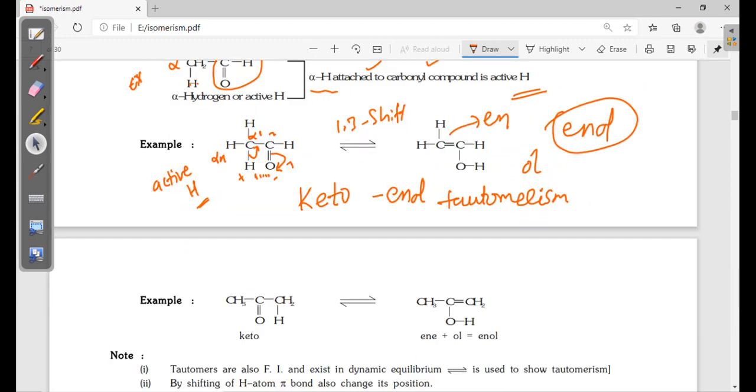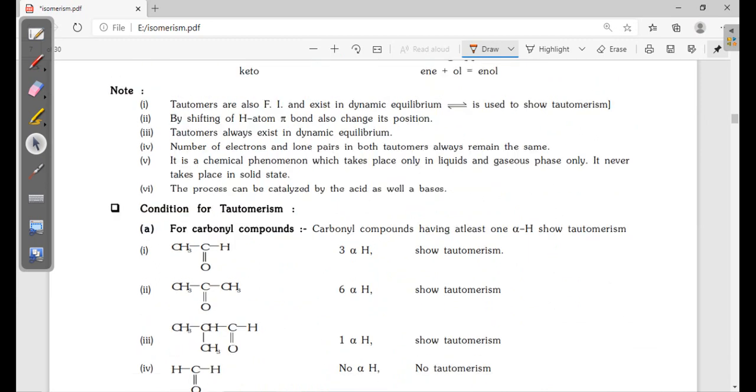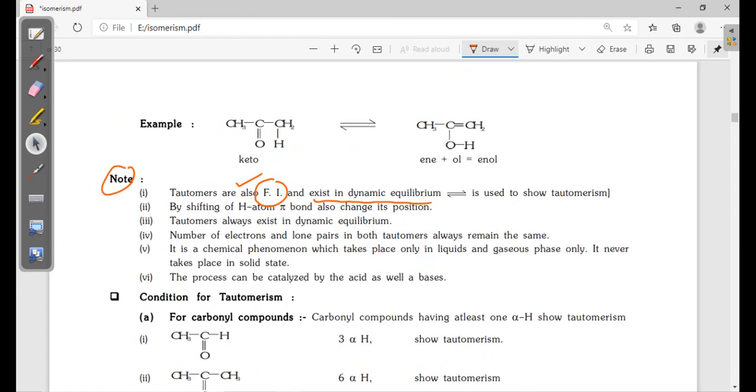So here the condition is that alpha hydrogen is compulsorily required. You can see the note points here. Tautomers are also functional group isomers and exist in dynamic equilibrium. You can see here the functional group is changing: here a ketone functional group, here an enol functional group. These are functional group isomers also, but the difference here is that they are in dynamic equilibrium.